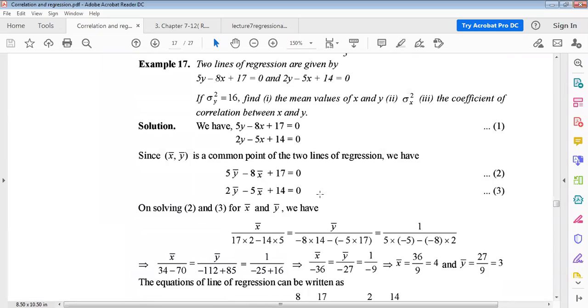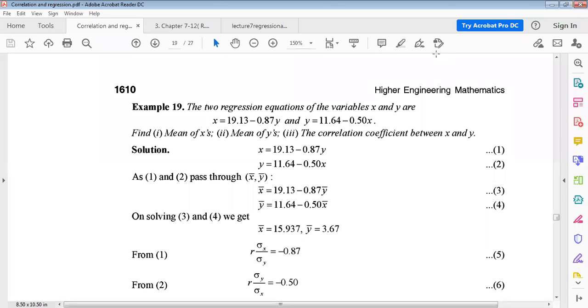Similarly, try to understand example 17. The two regression equations of the variables x and y are given: x equals this and y equals 11.64 minus 0.50x. We have to find the mean of x, the mean of y, and the correlation coefficient between x and y.